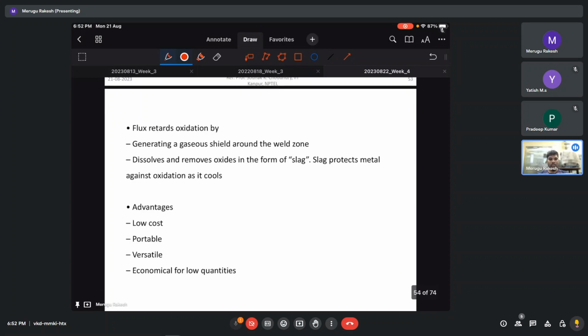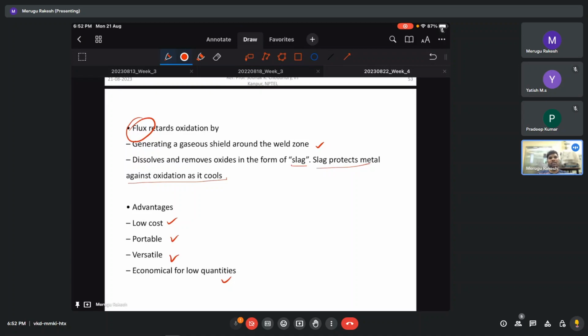Flux prevents oxidation by generating a gaseous shield around the weld. That's why we have to use this flux. It dissolves and removes oxide in the form of slag. Slag protects the metal against oxidation. But again, with the use of slag, we are going to have different problems as well. But the advantage is it is very economical, portable, and versatile, and economical for low quantities.